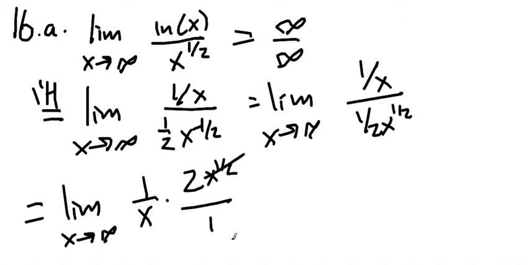I can cancel x to the 1/2 upstairs, leaving me with just x to the 1/2 downstairs, or really I'm subtracting 1/2 from the implicit exponent of 1 downstairs. And so I've got 2 over a positive power of x. The reciprocal of a positive power of x goes to 0 as x goes to infinity. So this is really just 0. Fantastic. Okay, let's look at part B.